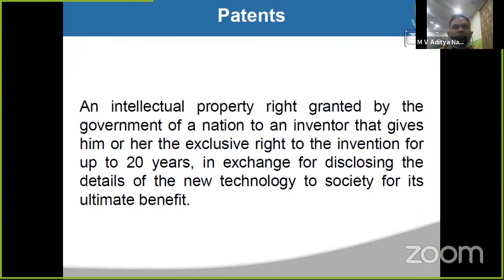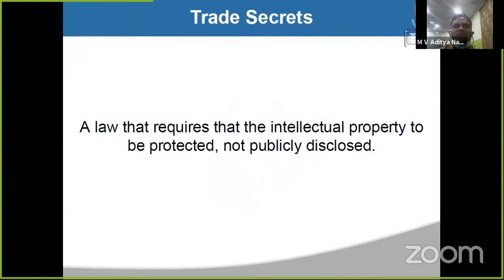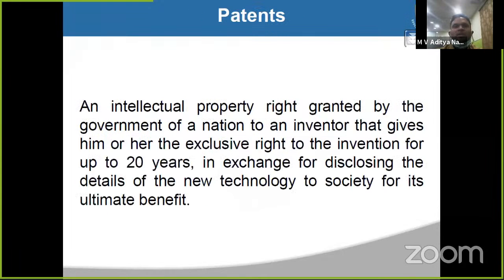So whenever you're talking mainly about startup companies, in the case of an engineering firm, you'll be talking chiefly about patents, and then copyright, trademark, and trade secrets. So let us discuss in detail how trademark functionality, copyright functionality, and trade secrets work.